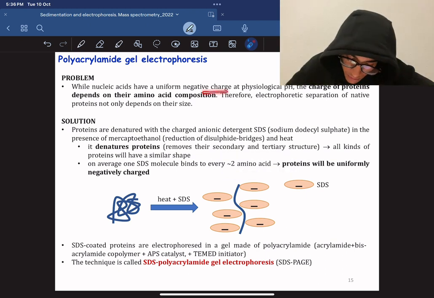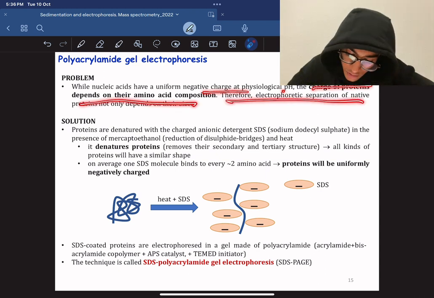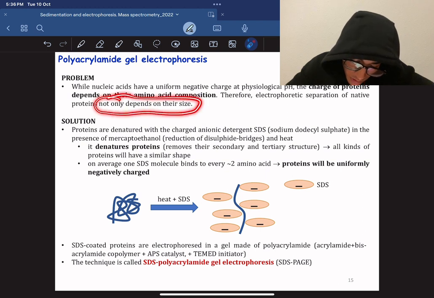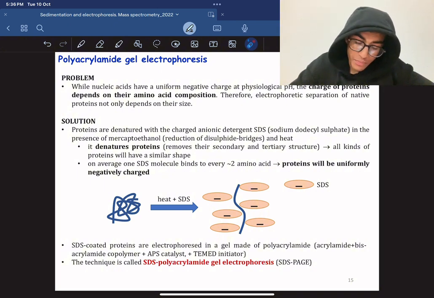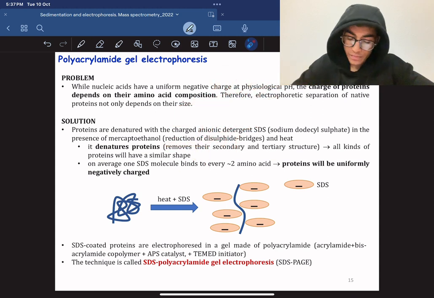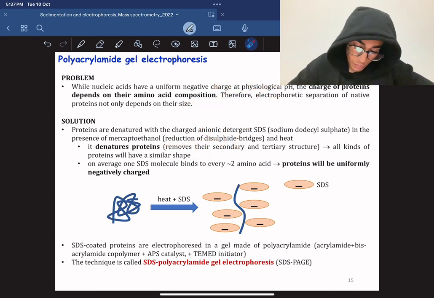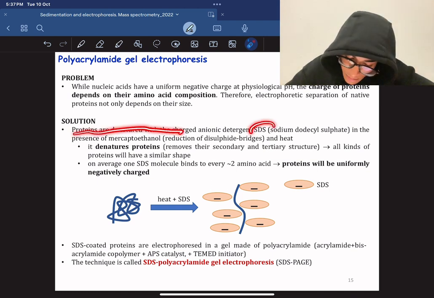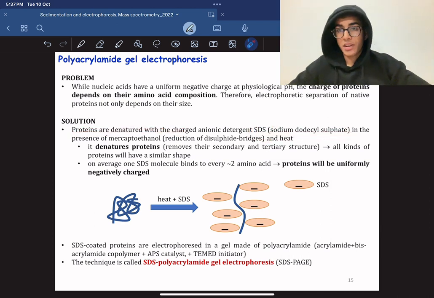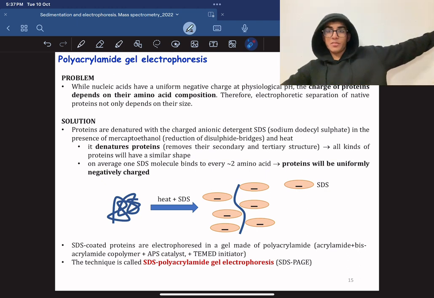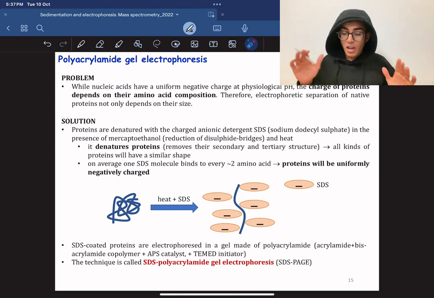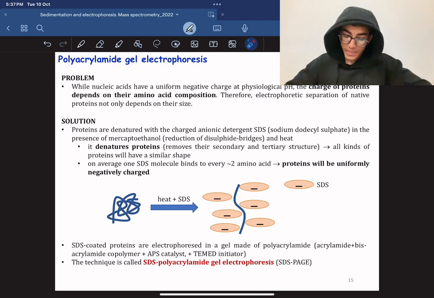Okay, so, uniform charge. The charge of proteins depends on their amino acid composition. Therefore, electrophoretic separation of native proteins not only depends on their size, it depends on the charge as well. So, what do we do? We use polyacrylamide gel electrophoresis, which is basically a gel which also has a matrix, which we need. But before we pass them through the SDS-PAGE, we denature the proteins by adding something called SDS, sodium dodecyl sulfate. What sodium dodecyl sulfate does is it denatures all the proteins and DNAs that you're trying to separate based on molecular weight, and it makes all of the charges negative. All of them are negative now. So now we have a common playing field where we can separate them only on the basis of molecular weight.